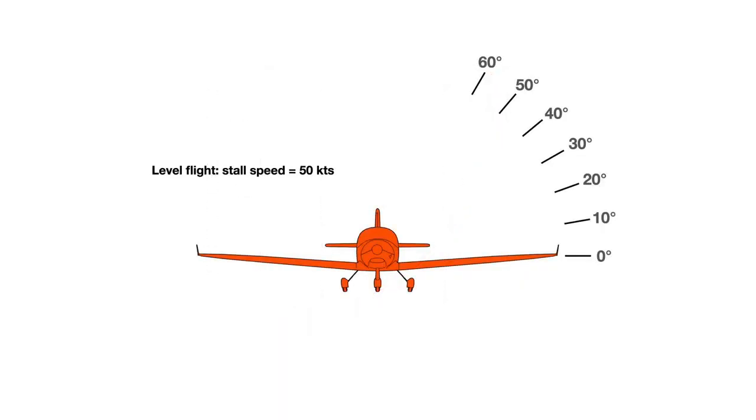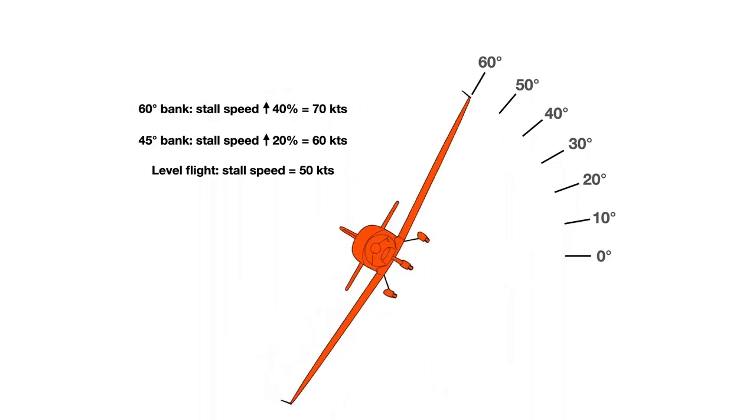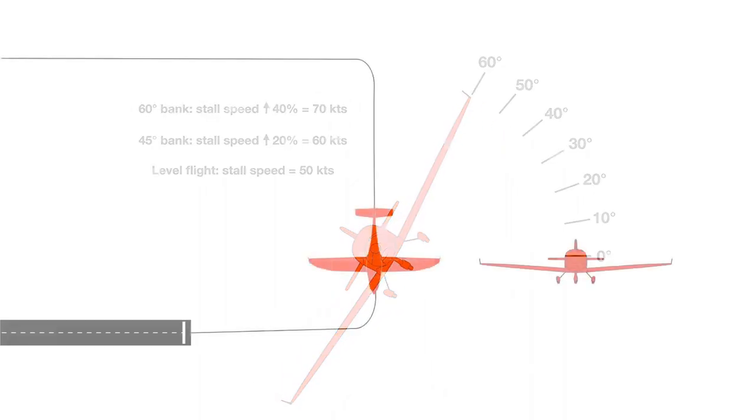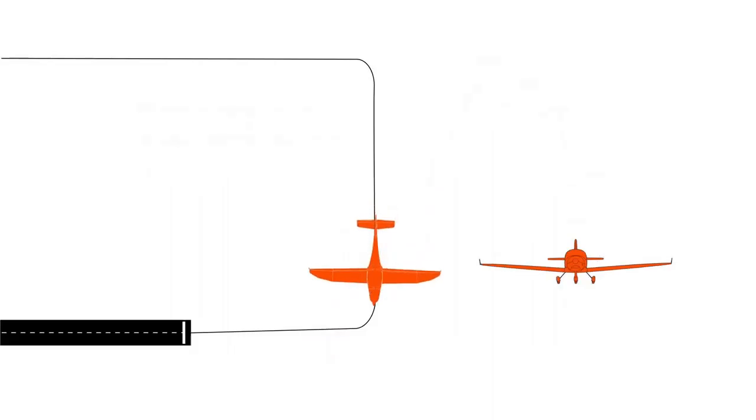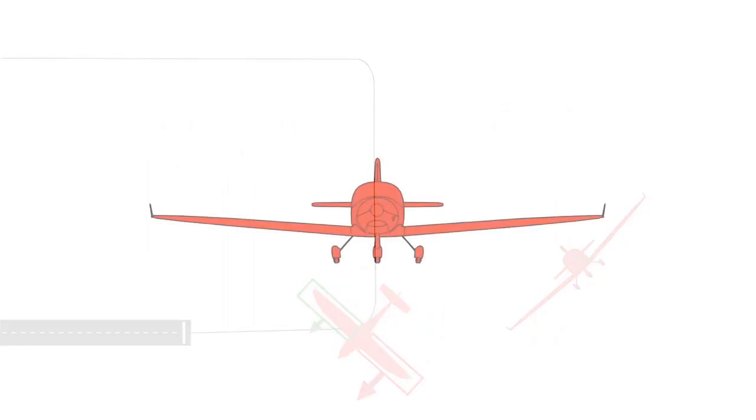Let's say in level flight this particular aircraft stalls at 50 knots. At a 45-degree angle of bank it now stalls at 60 knots, and at a 60-degree angle the stall speed is 70 knots. Second, as the aircraft turns, the inner wing is decelerating towards its stall speed. Third, the aircraft is losing lift as it turns.